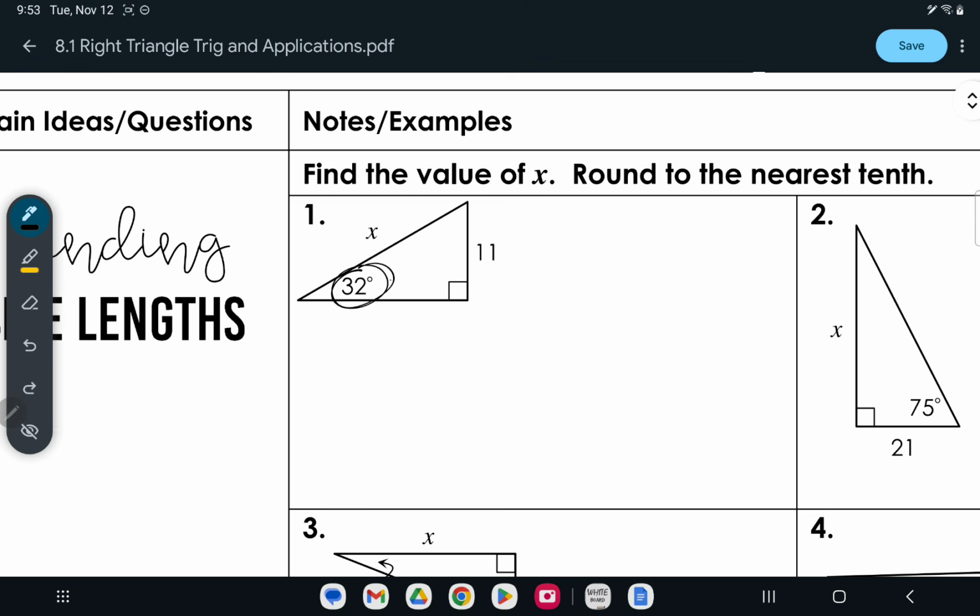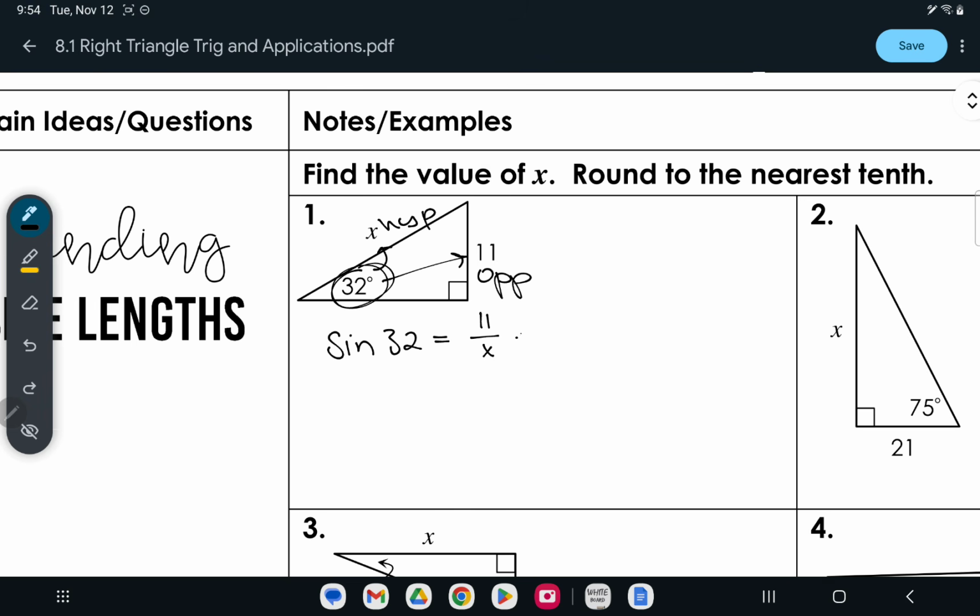So I have an angle here. This side is the opposite. This side is the hypotenuse. So the trig function that goes with opposite and hypotenuse is sine. So sine of theta is opposite over hypotenuse. And then we'll do some algebra to solve.